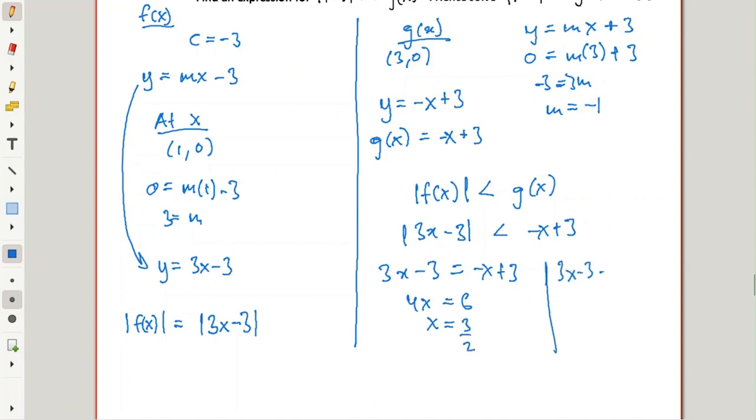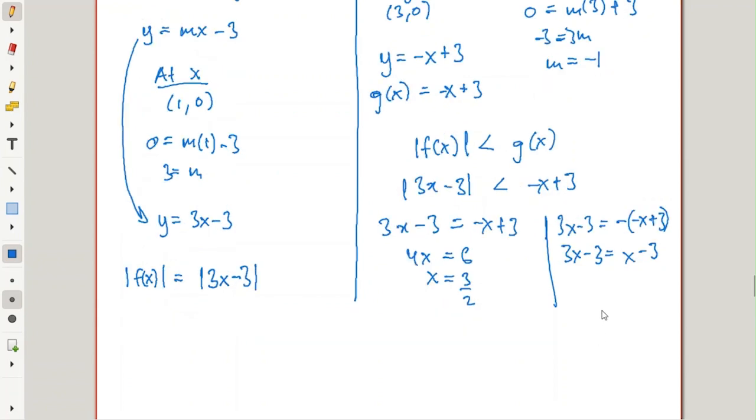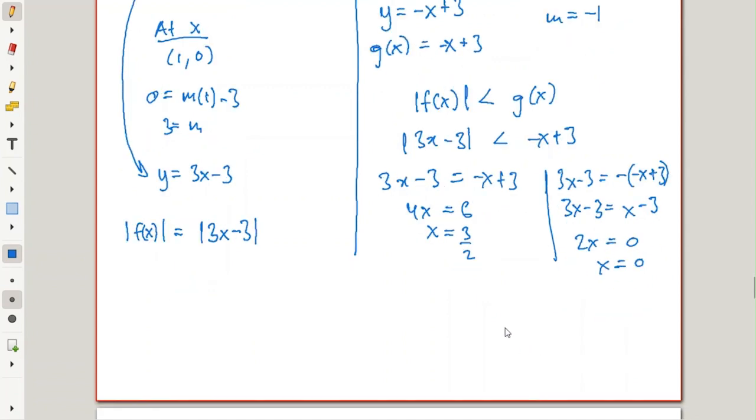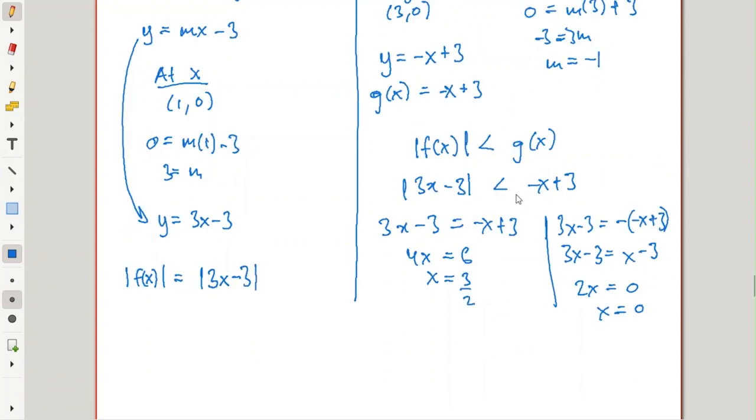Then there's another possibility where the whole thing is negated. So this will give you x minus 3. All right. So when this one comes, you get 2x. When this one comes here, you get 0. So x is equal to 0. But since it's less than, don't forget that you're going to get less than, where the small value comes first, which is 0, followed by the big value.